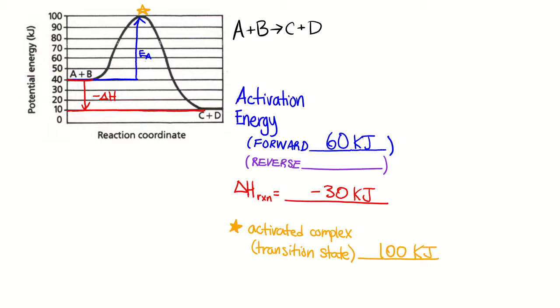If you were to run this reaction in reverse, say starting at CD and trying to create A and B, you would have to go from the level of CD to the hilltop. So the EA of the reverse reaction is 90 kilojoules, which means that it takes more energy to reverse this reaction than to run it forward as far as the energy of activation.